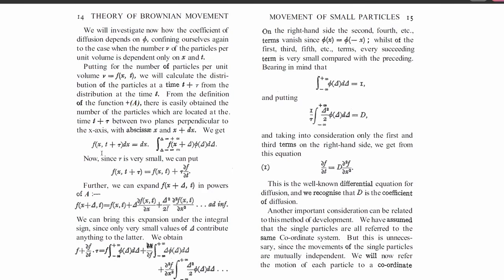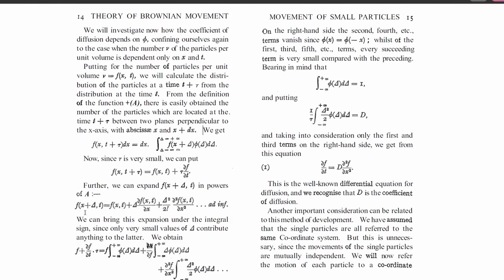We get f of x, t plus tau, dx equals dx times the integral over delta from minus infinity to infinity of f of x plus delta, t, times phi of delta, d delta. So this is essentially the law of total probability in continuous form. And now since tau is very small, we can put f of x and t plus tau equals f of x and t plus tau times the partial derivative df over dt. Further, we can expand f of x plus delta, t in powers of delta. I think it should be delta; this is a typo, not big A.